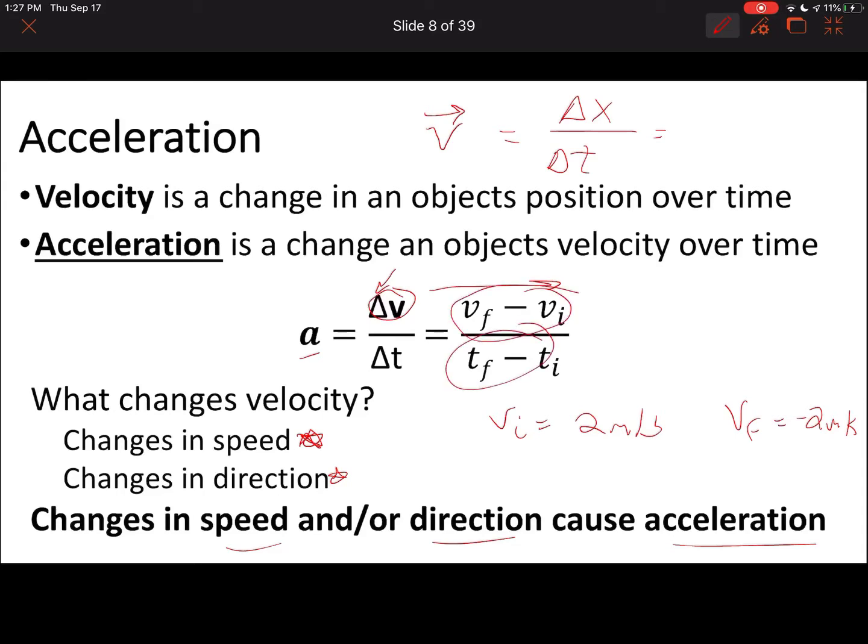So if I know that this change happened in a time that lasted 4 seconds, well then I always do final minus initial to get my change in anything, whether that be velocity or position. Position was the same as always, xf minus xi. Anytime you see change, it's always final minus initial.